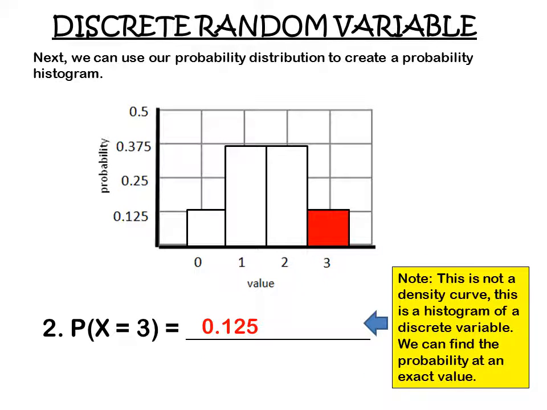Since this is not a density curve, we did not make an idealized curve to fit our data. This is a histogram of discrete variables. We can find the probability at an exact value.